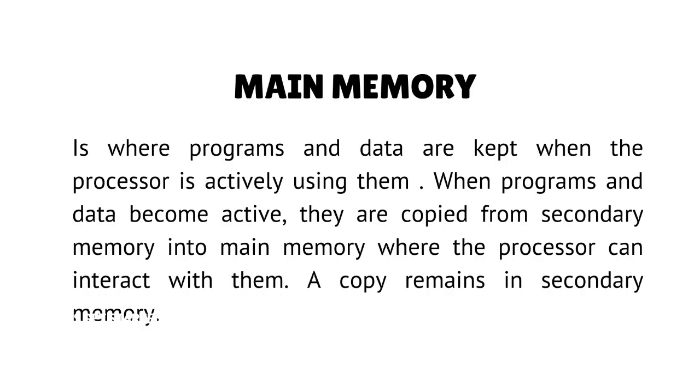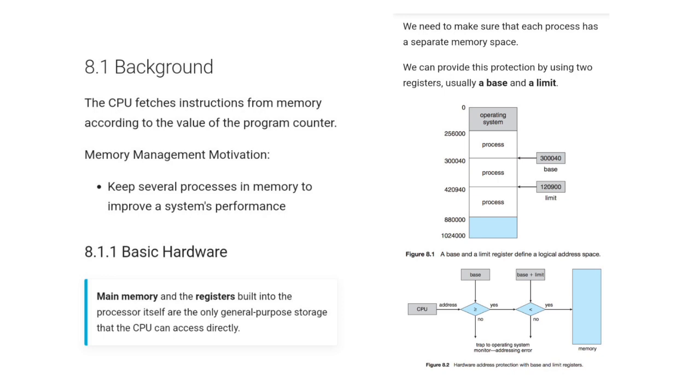Main memory is where programs and data are kept when the processor is actively using them. When programs and data become active, they are copied from secondary memory into main memory where the processor can interact with them. A copy remains in secondary memory. Obviously, memory access and memory management are a very important part of modern computer operations.